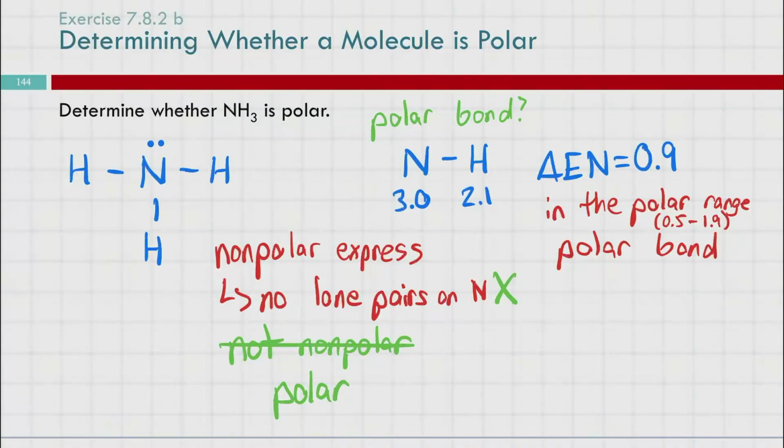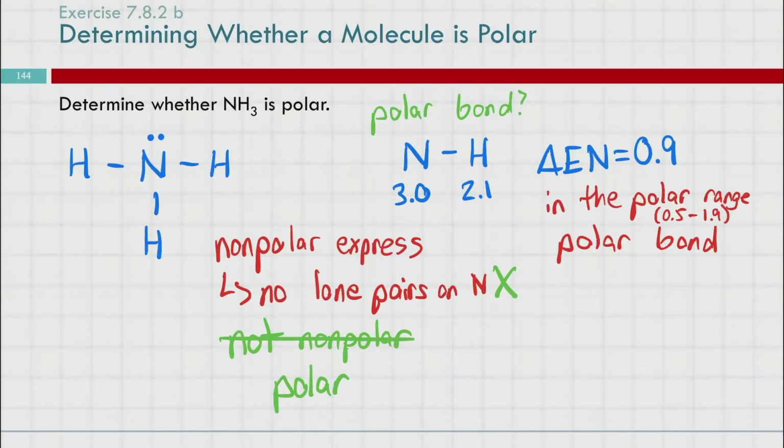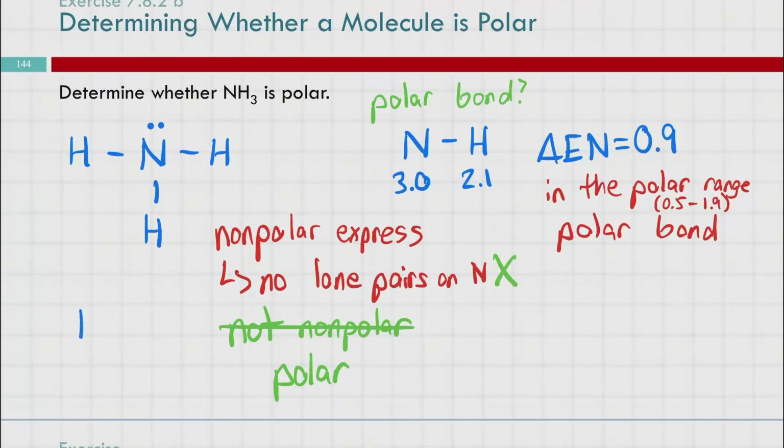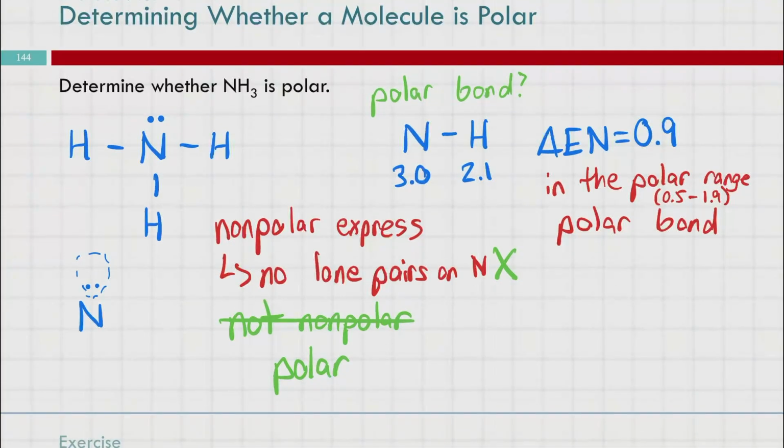If we wanted to draw this out in the 3D shape, we have 4 electron groups. We're going to have tetrahedral electron geometry. We can put one of our groups, our lone pair, up top. We can put one of our hydrogens in the plane of the board. Another one is going to be coming out towards us and on the right. And the other one is going to be kind of going back and to the right.